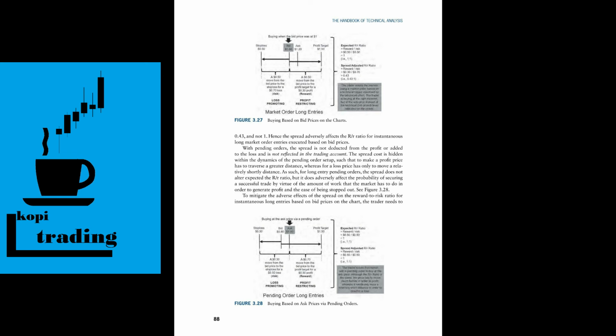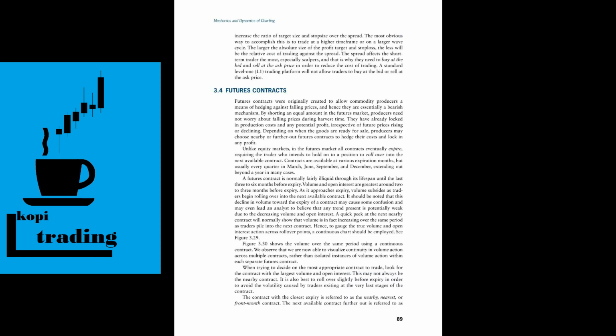To mitigate the adverse effects of the spread on the reward-to-risk ratio for instantaneous long entries based on bid prices on the chart, the trader needs to increase the ratio of target size and stop size over the spread. The most obvious way to accomplish this is to trade at a higher time frame or on a larger wave cycle. The larger the absolute size of the profit target and stop loss, the less will be the relative cost of trading against the spread.